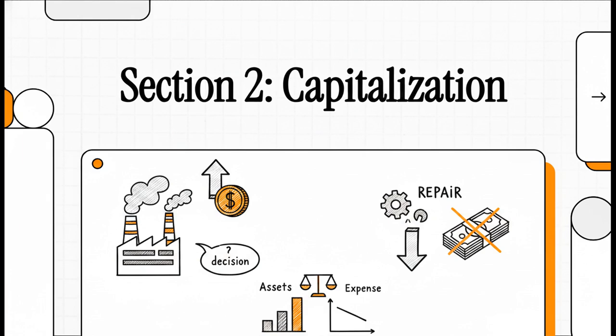It sounds like a simple binary choice, sure, but as we're going to see, this decision is literally the foundation of accurate financial reporting. Get it right, and your financials perfectly mirror economic reality. Get it wrong? Well, you might just distort the entire financial picture of the company.